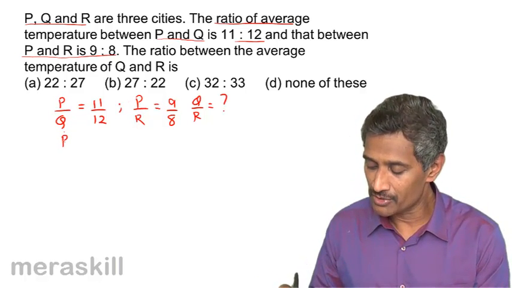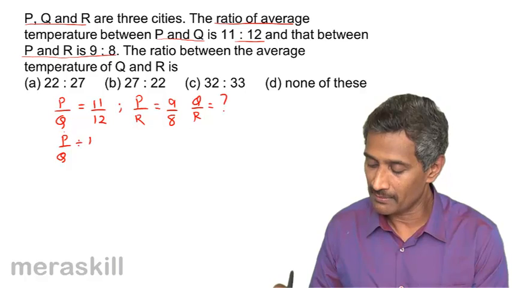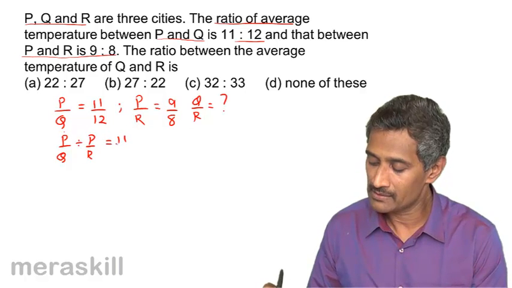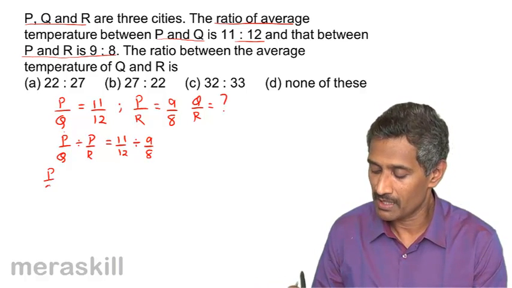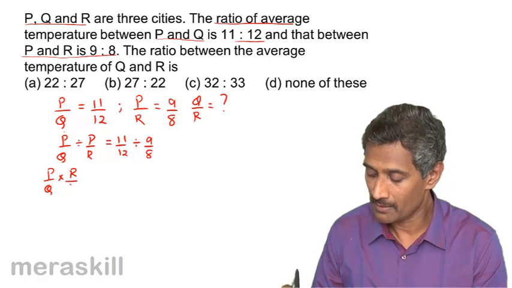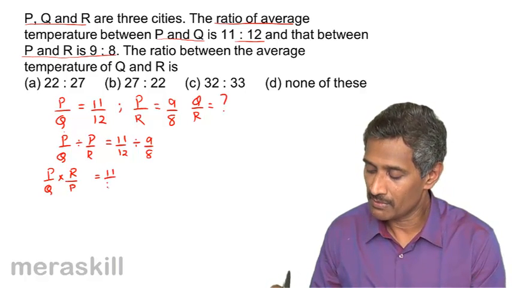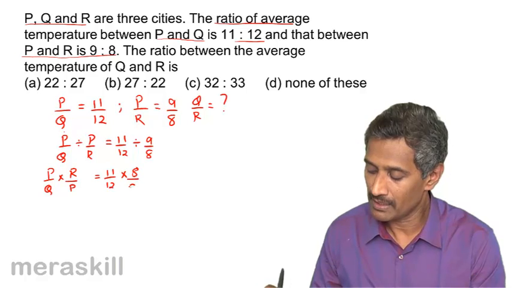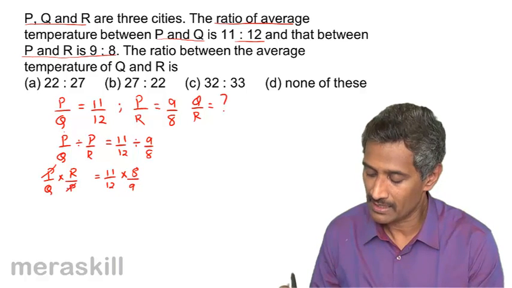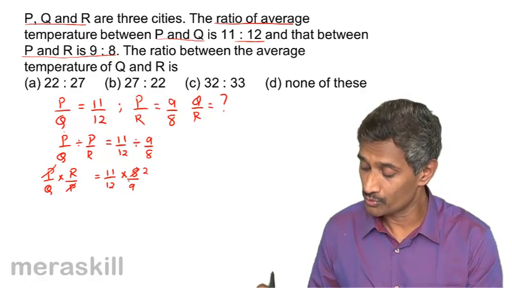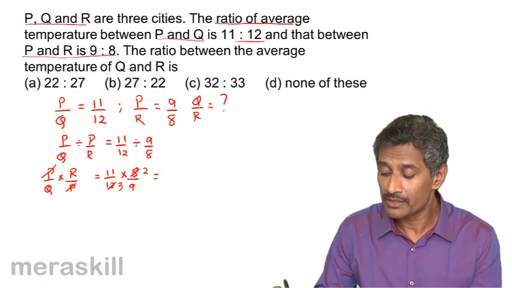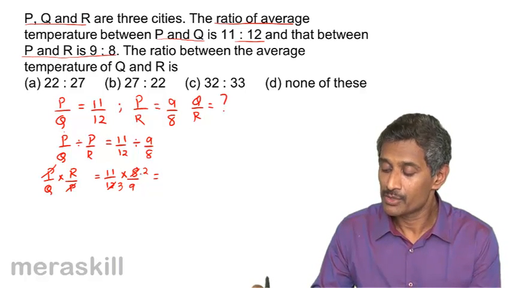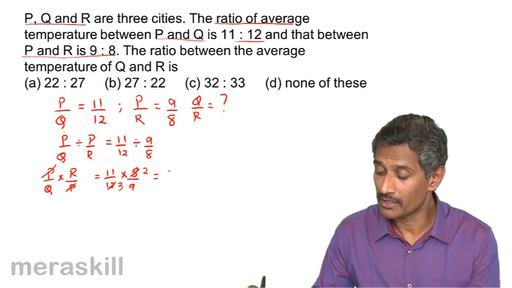So when you divide these ratios, you get P by Q divided by P by R, and this side it is 11 by 12 divided by 9 by 8. Here we have P by Q into R by P, and this is 11 by 12 into 8 by 9. So here P gets cancelled, and here you have 4 2s are and 4 3s are. So it's 11 by 3 into 2 by 9. When you multiply this, we get 22 is to 27.